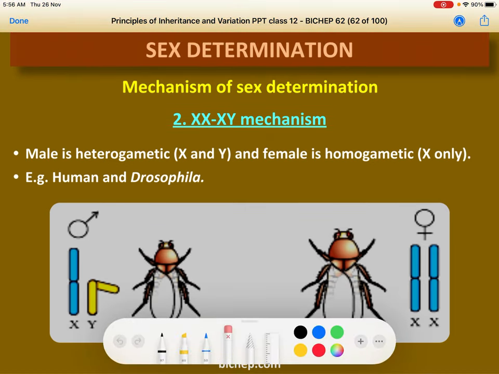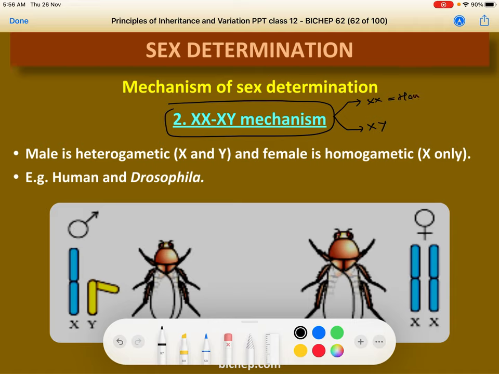Now the second mechanism of sex determination is the XX-XY mechanism. Here also two sets of chromosomes can be observed, XX and XY. XX is homologous, XY is heterologous. XX are female, same as earlier, and XY is male, same as the earlier mechanism of sex determination, but the only change is that both have a pair of chromosomes. XX is a pair, and XY is also a pair of chromosomes. In the earlier case the heterozygote contained only one chromosome; here it contains two chromosomes. That is the difference.